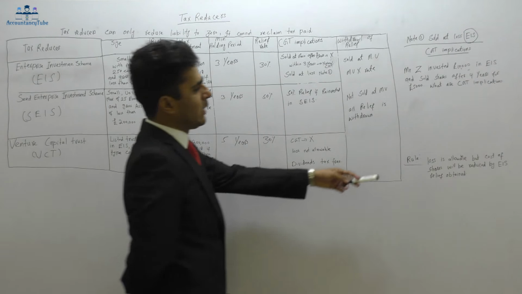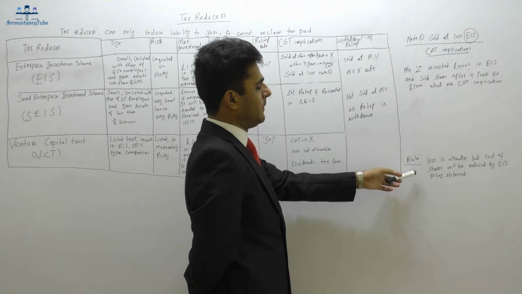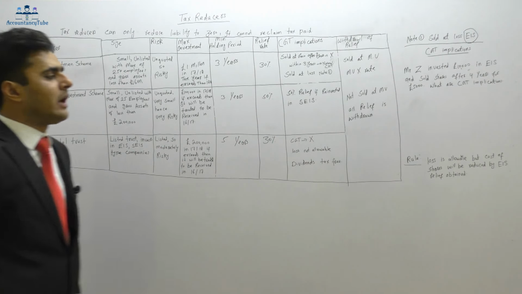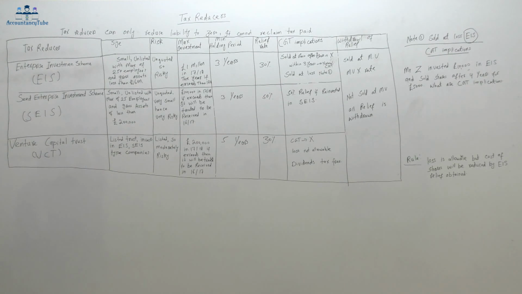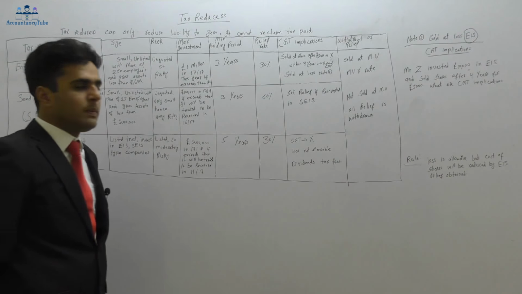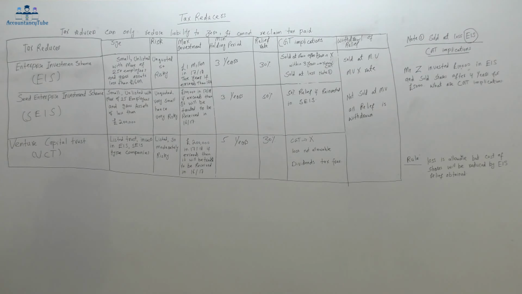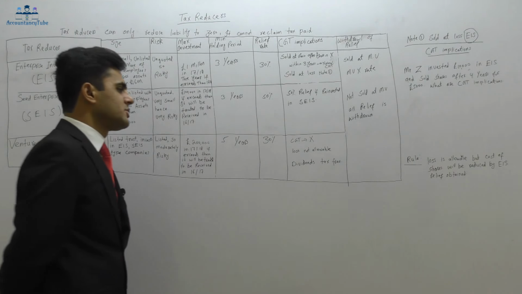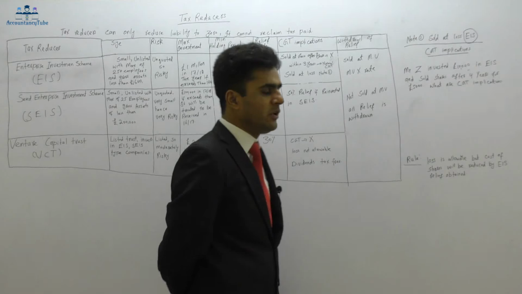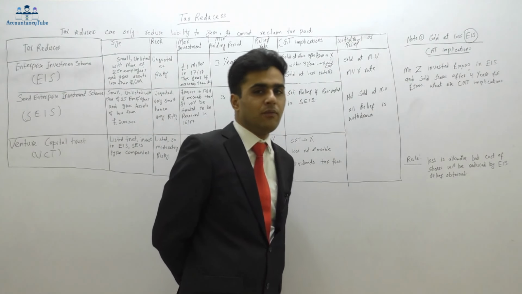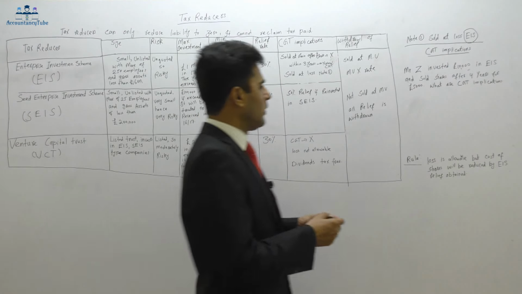Now, the rule to calculate this question is listed below. It says that loss is allowable, but the cost of shares will be reduced by the EIS relief obtained. All right. So loss is allowable. So if there is any loss, it will be allowable, but the cost of the shares will be reduced by the EIS relief obtained. All right. So let's calculate this question.